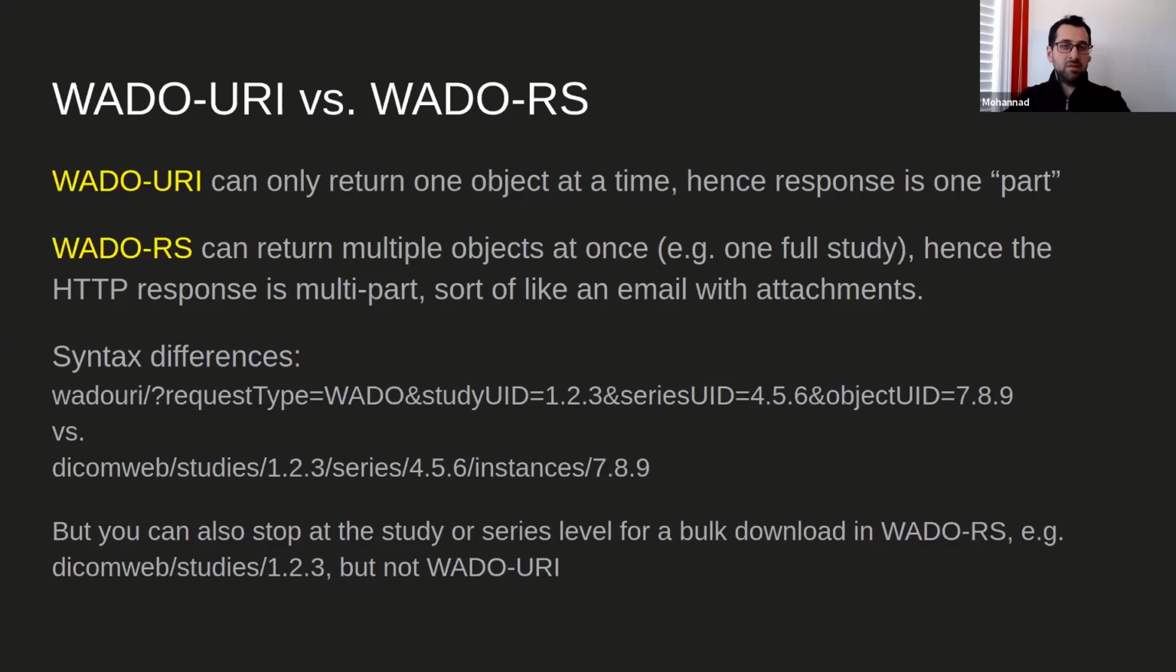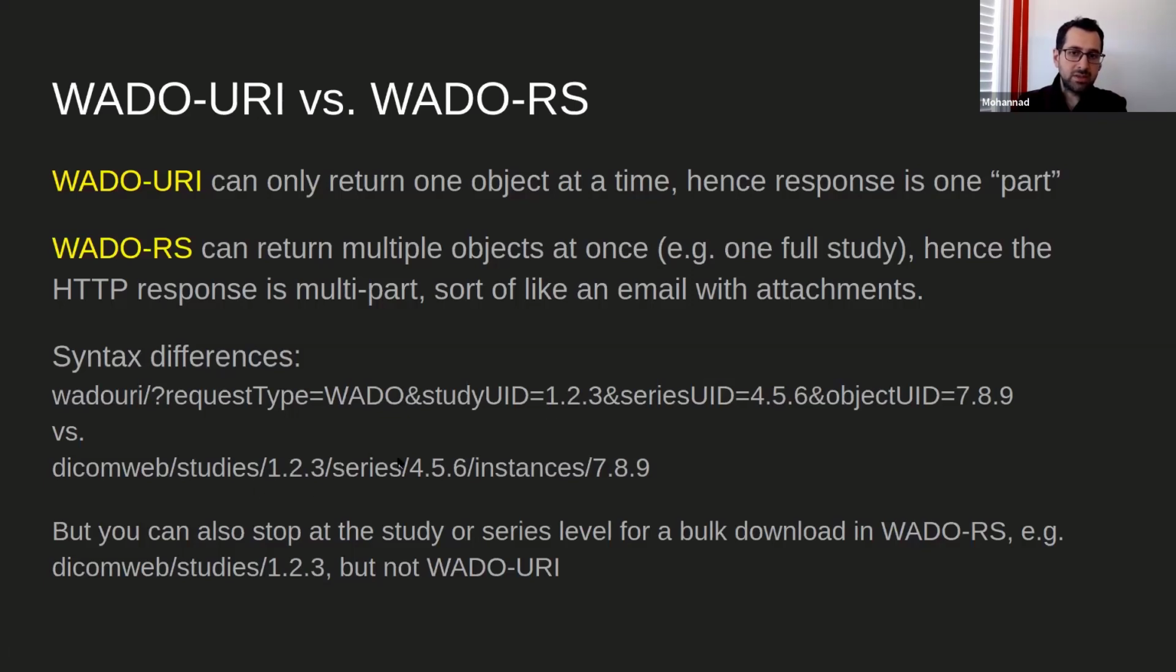In fact, if you use a language like Java to handle the multi-part request, literally the classes that you'd use to pull out a multi-part request come from an email package, because that's what it was originally created for. Now, the two have some syntax differences that I'm pointing out here. Not a huge difference. Basically, what you do with WADO is you specify study UID, series UID, and object UID. WADO-RS is similar, but just the way you express it is slightly different.